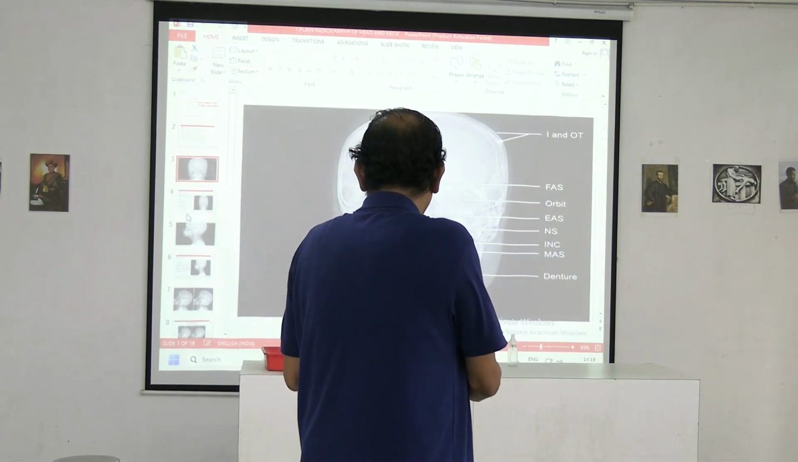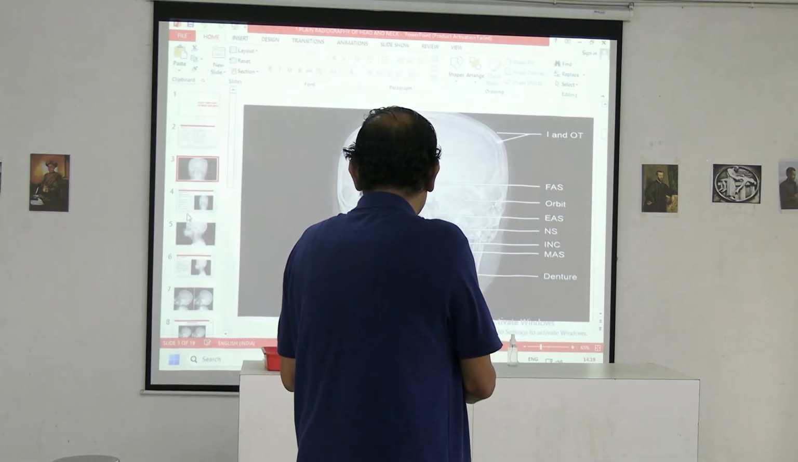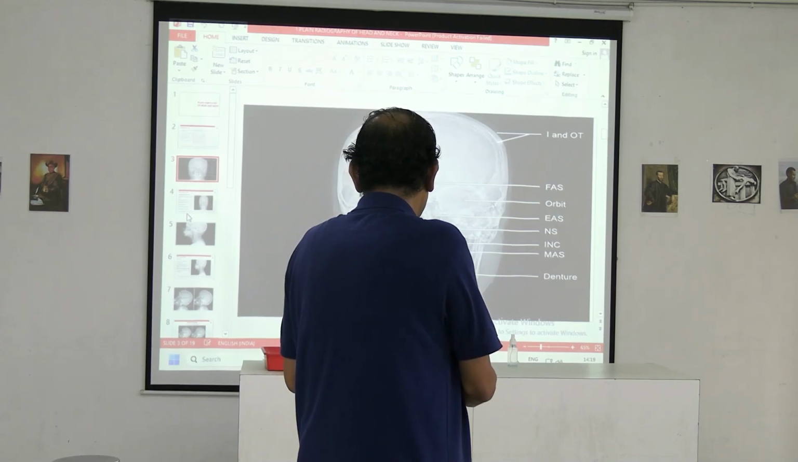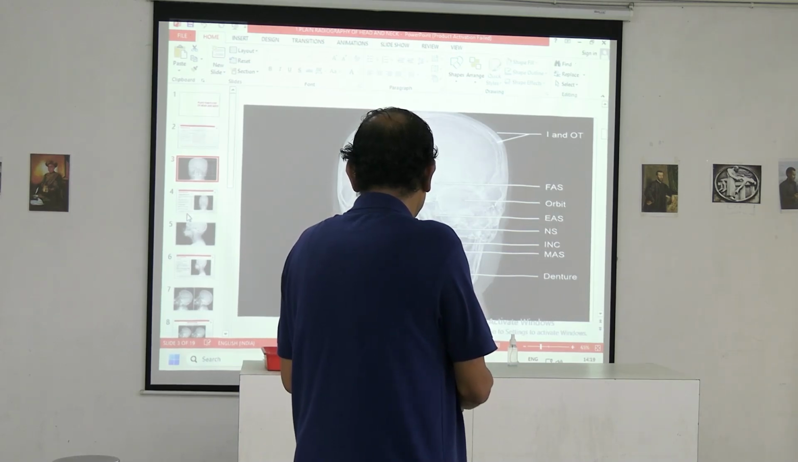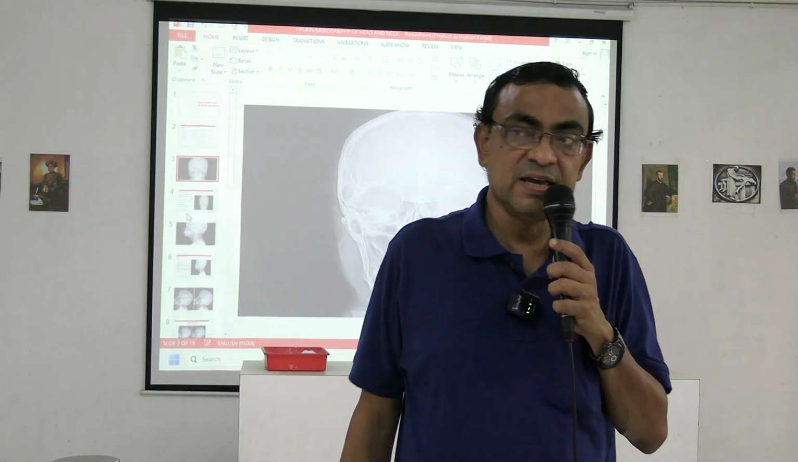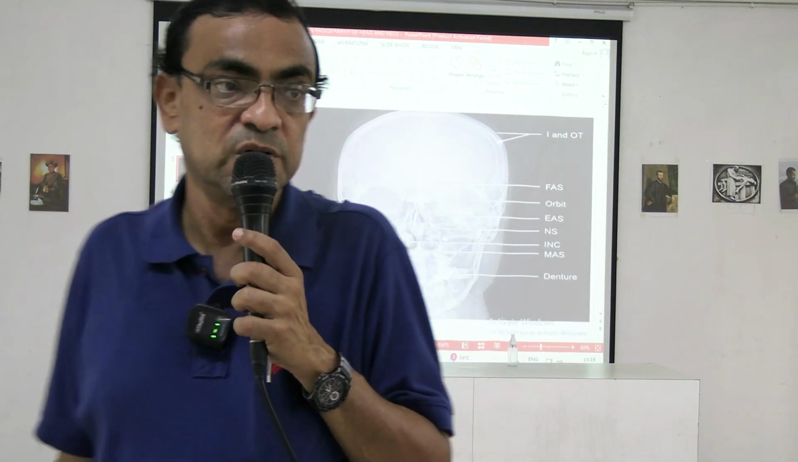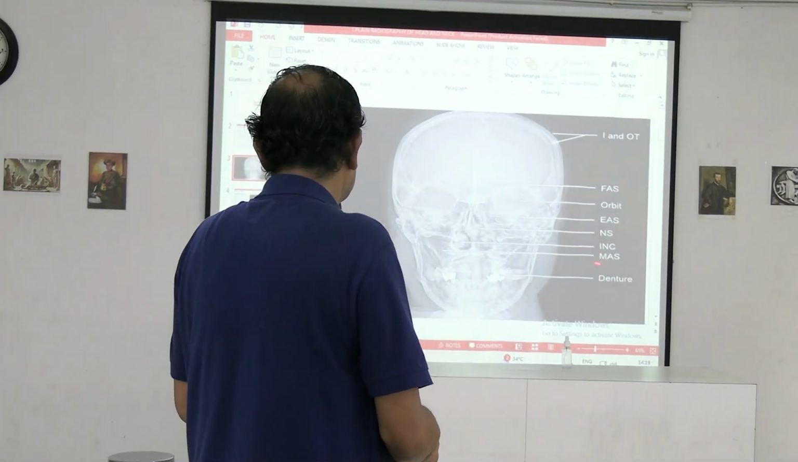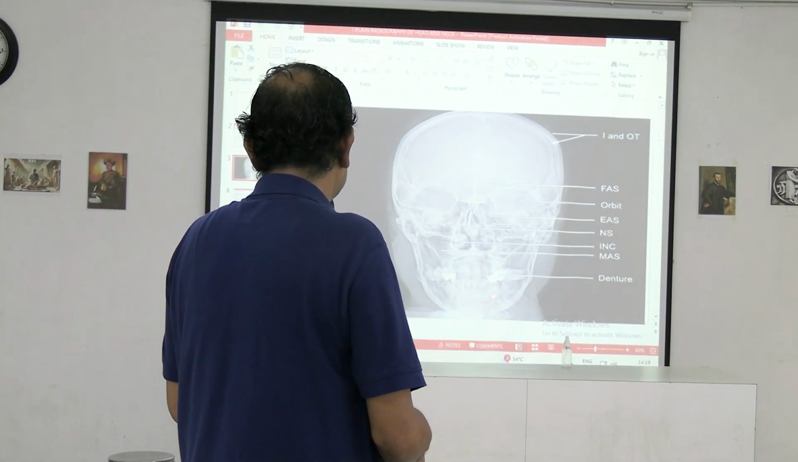And on either side here we can get the maxillary air sinus. We can see the denture, and we can see the soft tissue shadow of the tongue. So these are the important features.